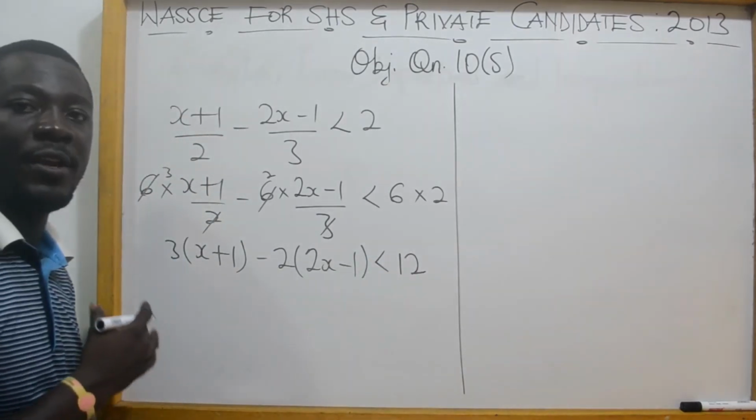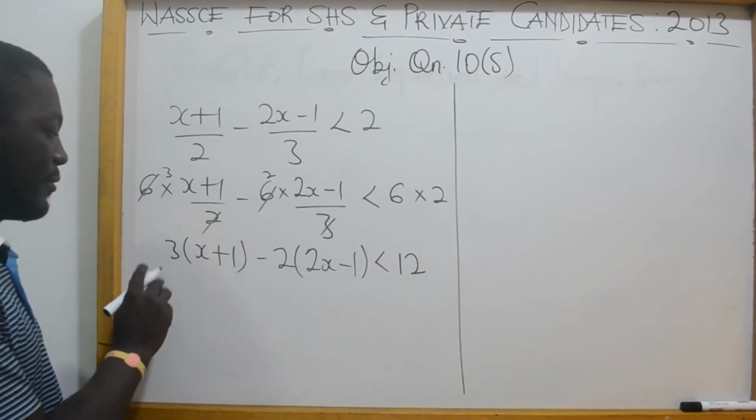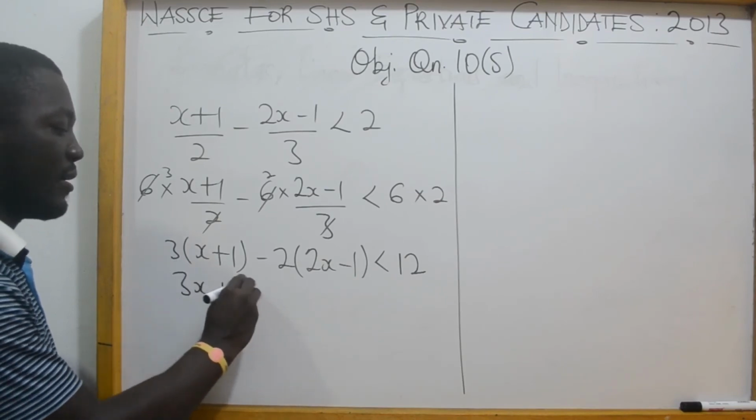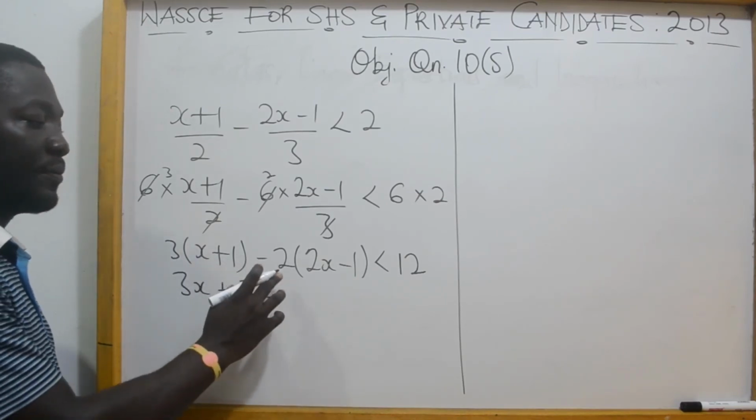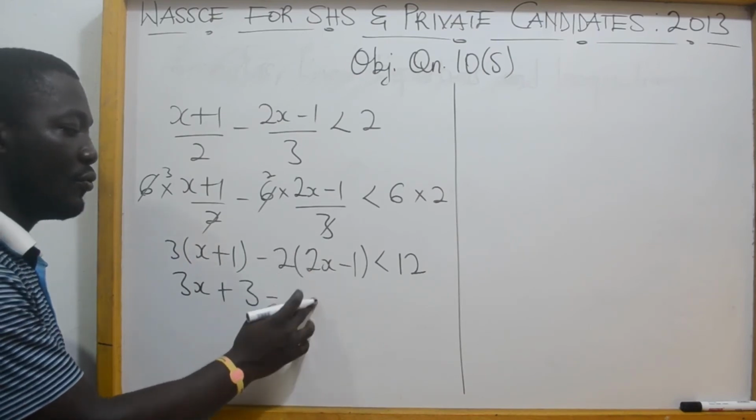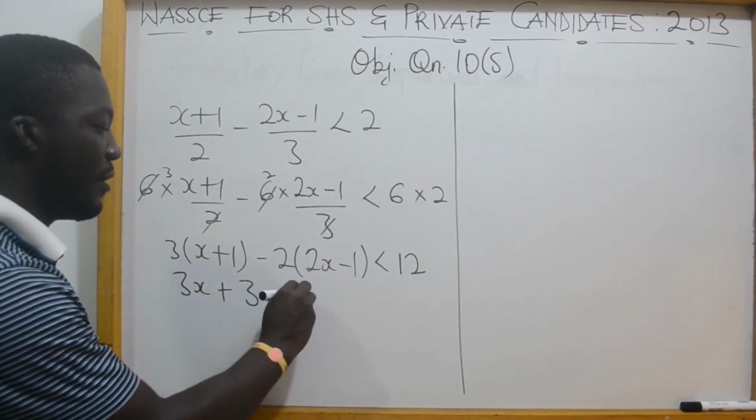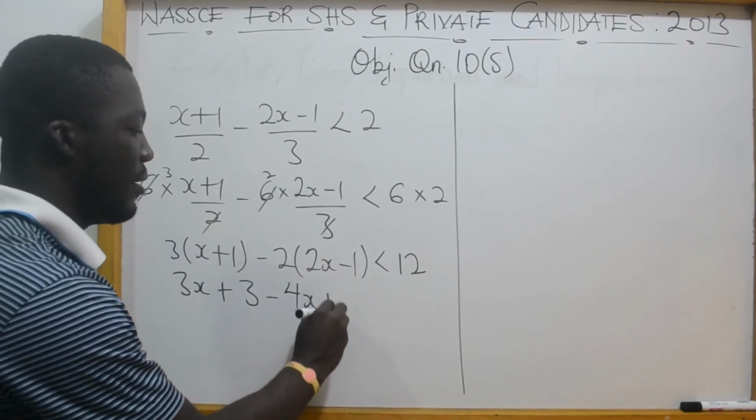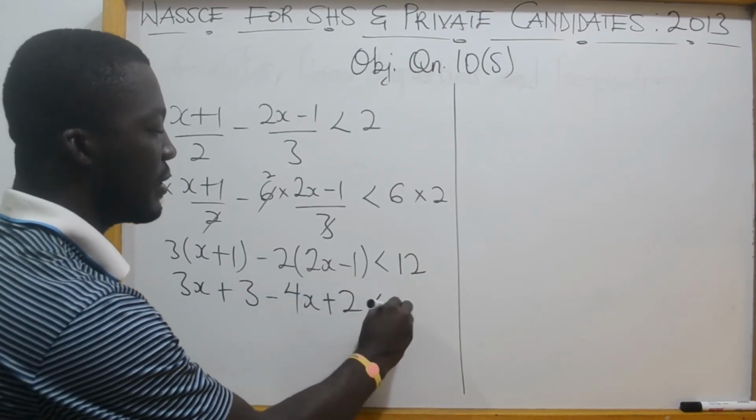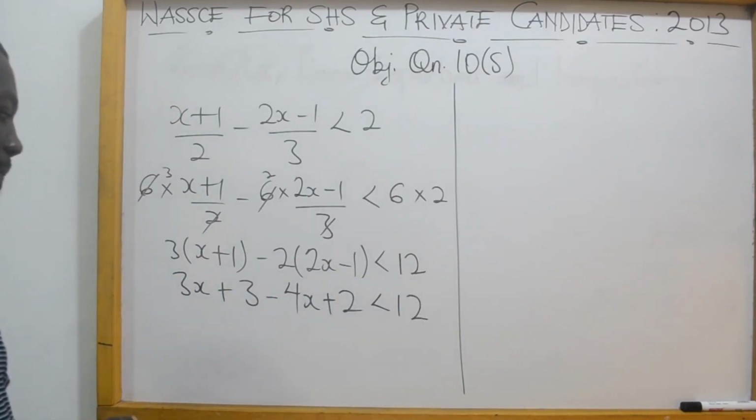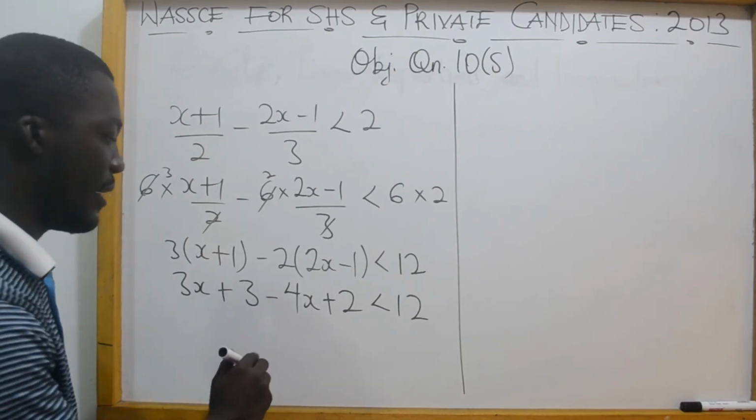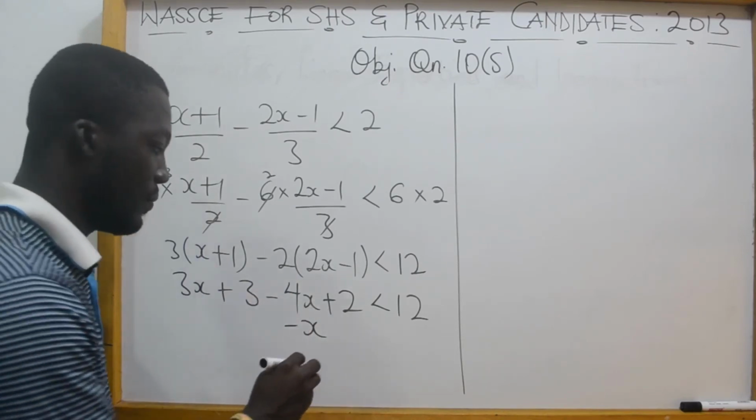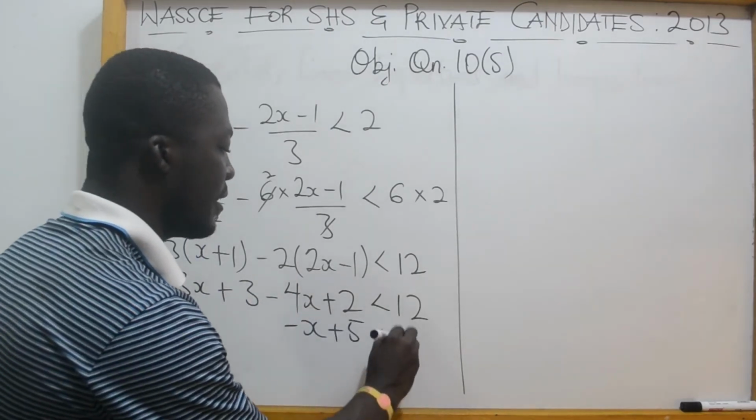In the next step, we are going to expand the bracket. So 3 times x will give us 3x, plus 3 times 1 is 3, minus 2 times 2x will be negative 4x. Then negative 2 times negative 1 will be positive 2, which is less than 12. Now 3x minus 4x will be negative x, and 3 plus 2 is 5, so it's less than 12.